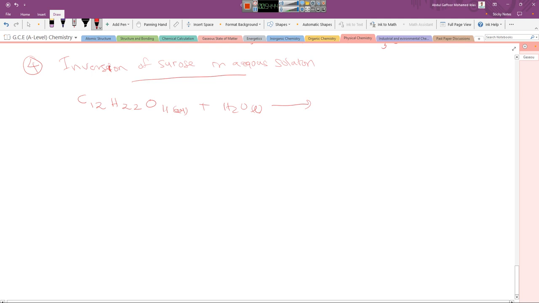So the fructose is C6H12O6, and glucose will be C6H12O6. So this is glucose and this is fructose, right? Okay, so don't worry about this equation. If you are a biological science student, you may have encountered this type of equation, but if you are a physical science student, don't worry about it, right?